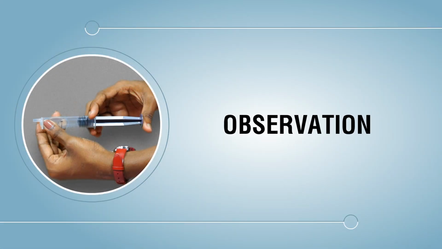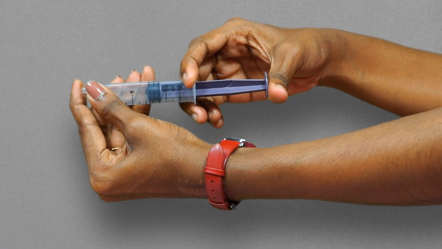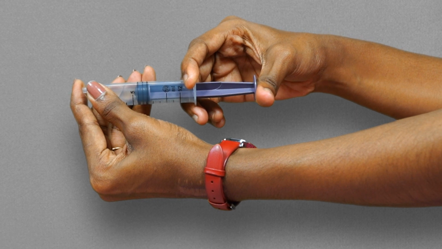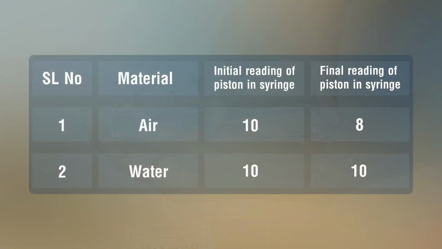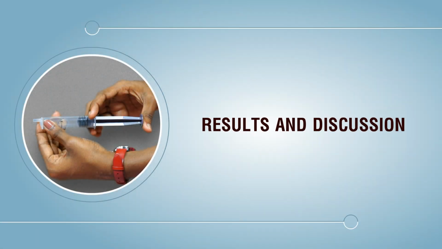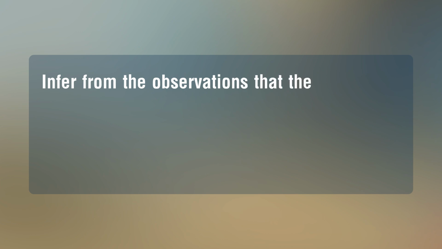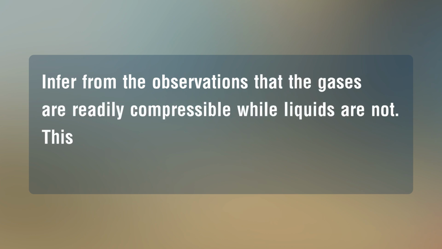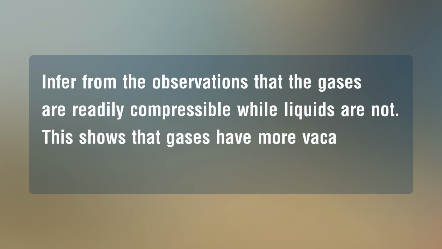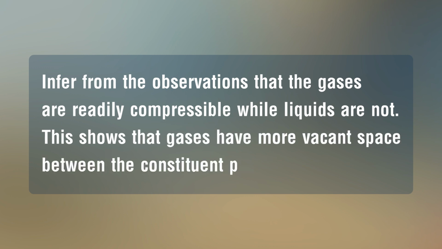Observation: the piston of the syringe with air is much easier to push in than the syringe with water. Infer from the observations that gases are readily compressible while liquids are not. Results and discussion: infer from the observations that gases are readily compressible while liquids are not. This shows that gases have more vacant space between the constituent particles.